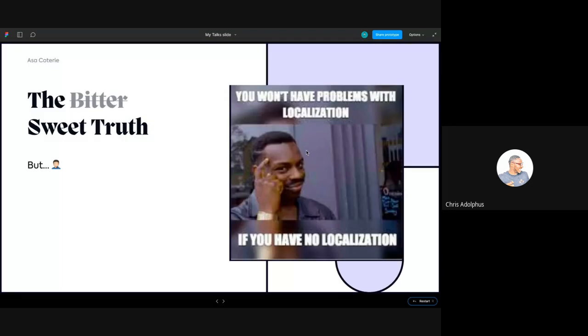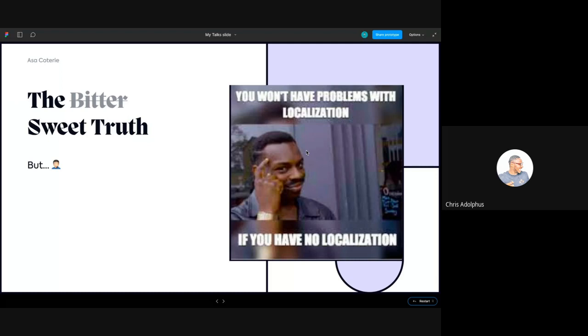Yeah, localization is not the sweetest part of adapting to new markets. And like I said there, the bitter truth is you won't have problems with localization if you don't do localization. That's the truth. If you don't want to expand to new markets, you won't have this. You won't have the whole headache of trying to adapt a product to new markets.